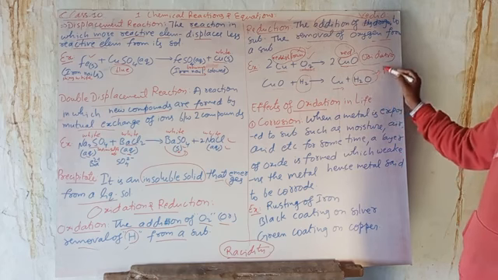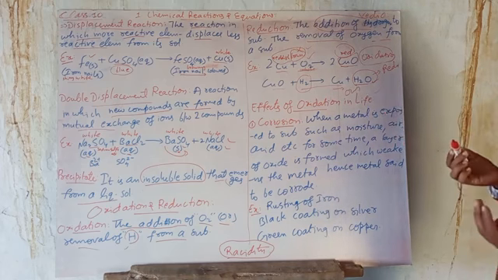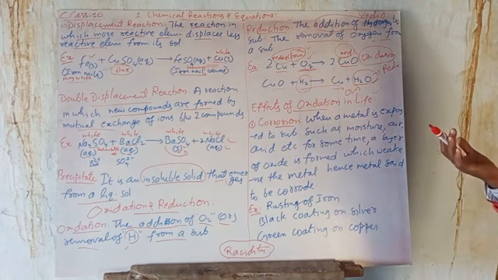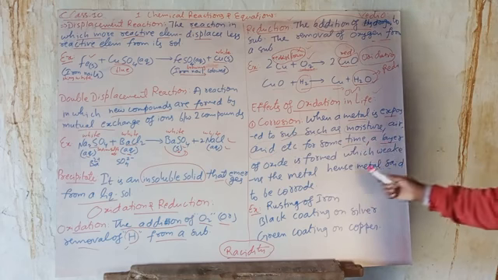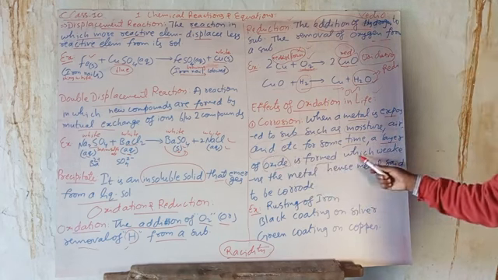Effects of oxidation in real life, in our life. Look here, which types of effects are there to understand. Oxidation is mainly the reason for corrosion. When a metal is exposed to substances such as moisture, air and acid for some time, a layer of oxide is formed which weakens the metal, hence the metal is said to corrode.